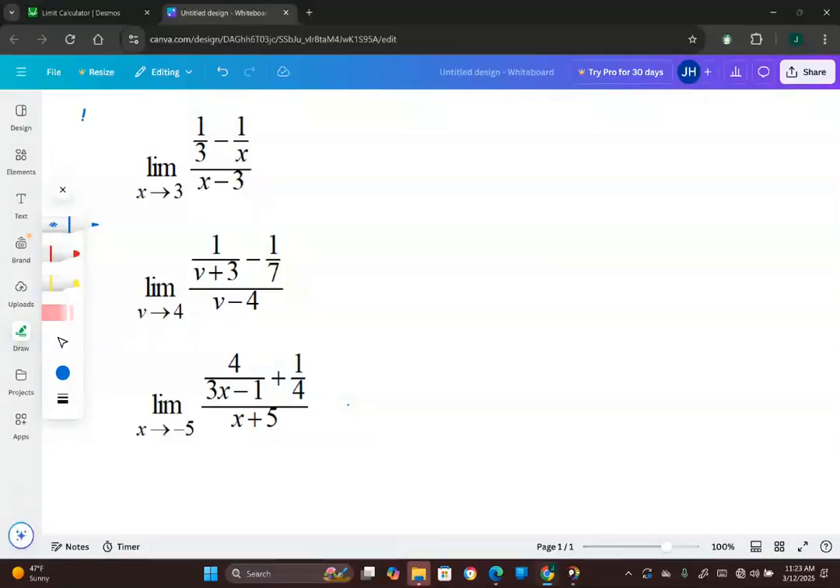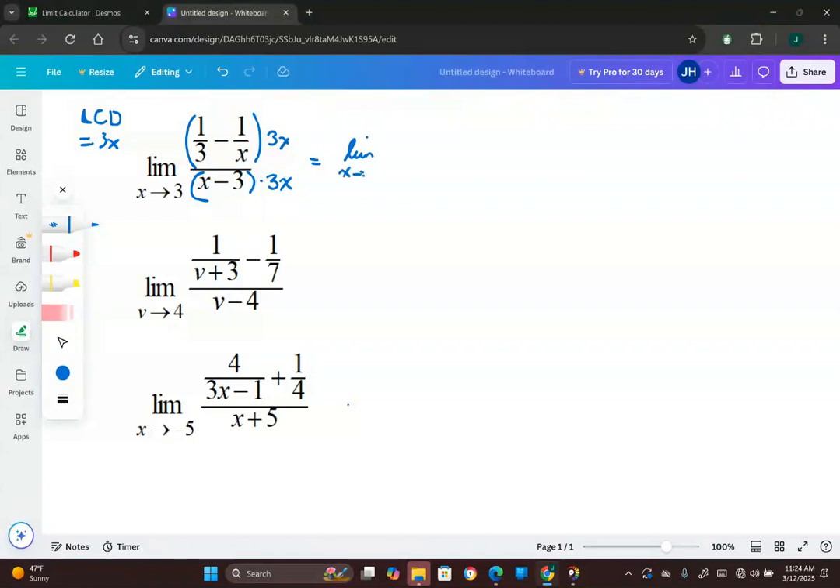The least common denominator here, what would it be? Well, I've got a 3 in one denominator. I've got an x in the other denominator. It looks like the common denominator would be 3x. So what I'm going to do is multiply the entire top by 3x, and I'm going to multiply the entire bottom by 3x.